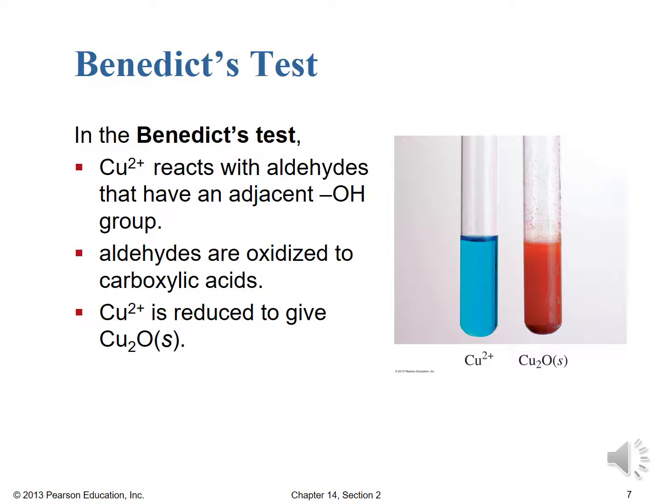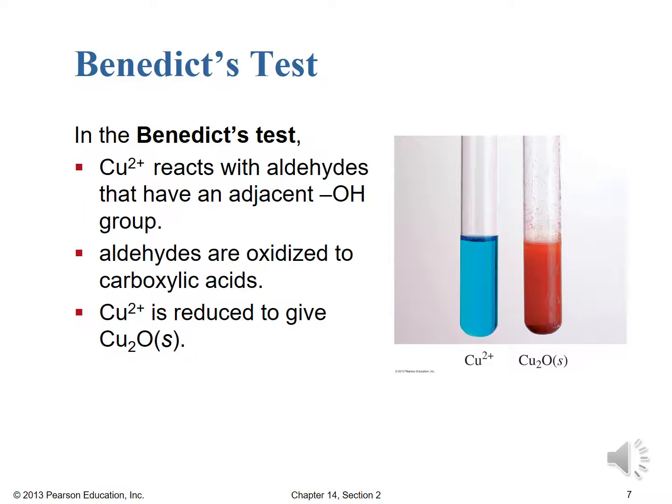In the Benedict's test, you have copper 2+ ion reacting with aldehydes that have an adjacent OH group. So here we have to be careful because it's not going to be any aldehyde, it's going to be even more specific. So you could either use it in place of the Tollens test if you know you happen to have this structural feature, or more likely you would perform the Tollens test first to determine you have an aldehyde, and then the Benedict's test would tell you if you have an aldehyde with an adjacent hydroxyl group.